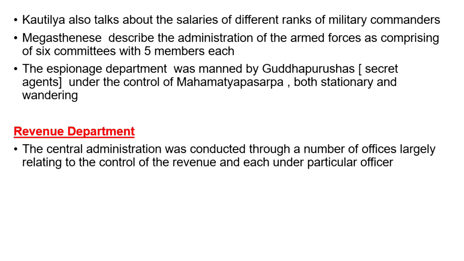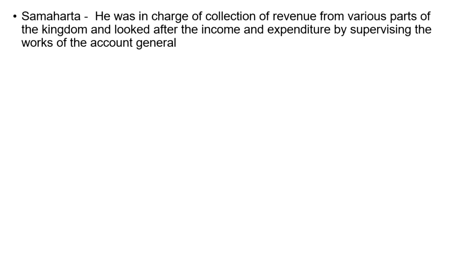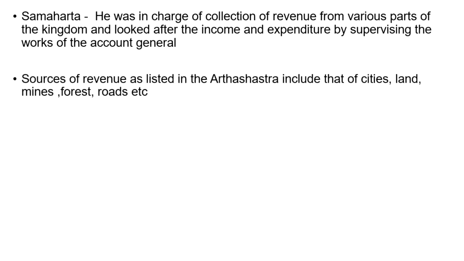Revenue department. The central administration was conducted through a number of officers largely relating to the control of revenue, each under a particular officer. Sannidhata, the treasurer, was responsible for the storage of royal treasure and of the state income, both in cash and kind. Samaharta was in charge of collection of revenue from various parts of the kingdom and looked after the income and expenditure by supervising the work of the account general.